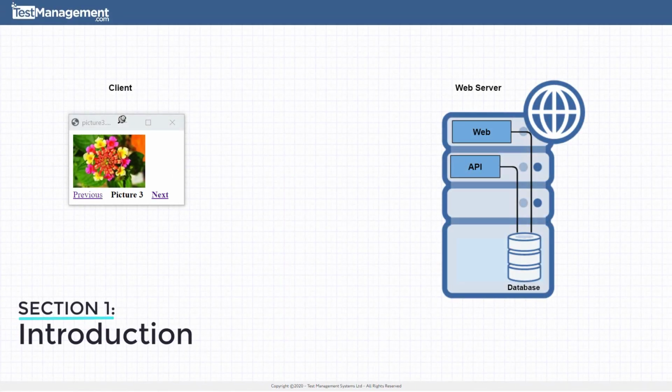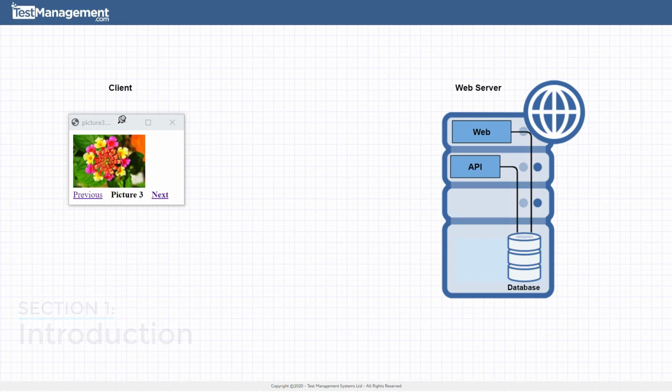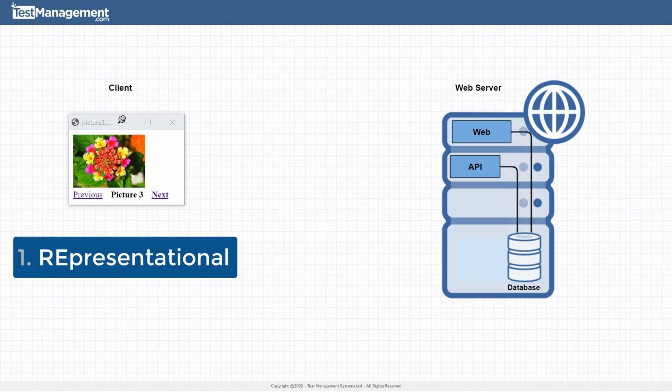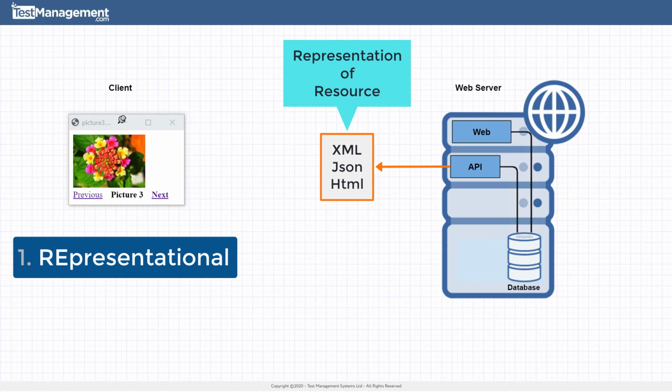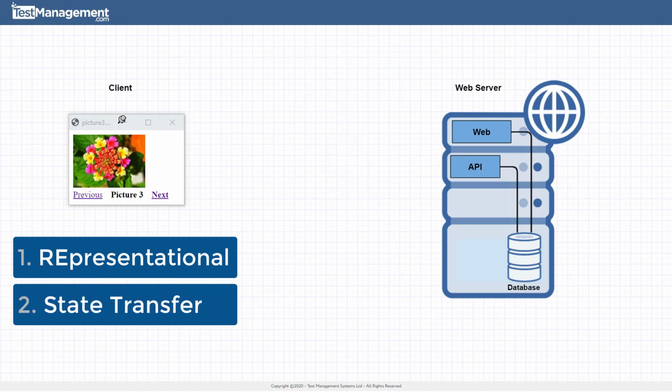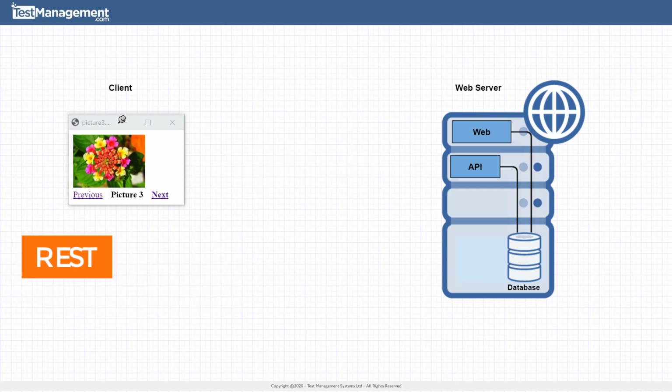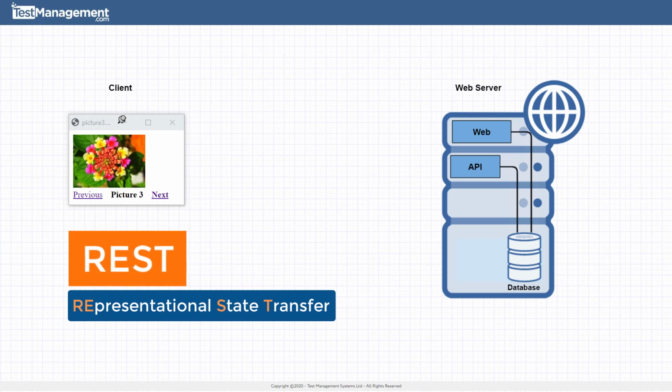By the end of this video, you'll understand what a REST API is. At its heart, you can break it down to just two core points. Firstly, representational, meaning the data or resource you want to access can be represented in different formats, for example XML, JSON, HTML, etc. Secondly, state transfer, meaning the condition or state of the client is transferred from the client to the server in an API request, which is where the title REST comes from, Representational State Transfer.